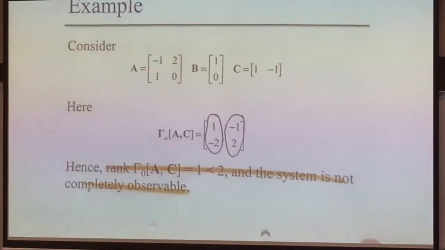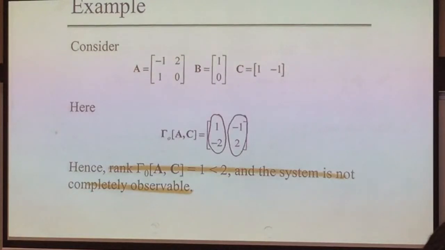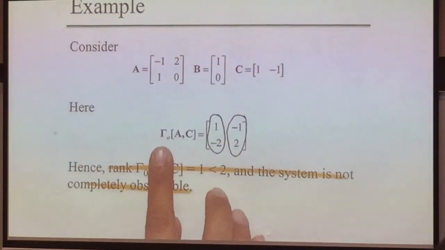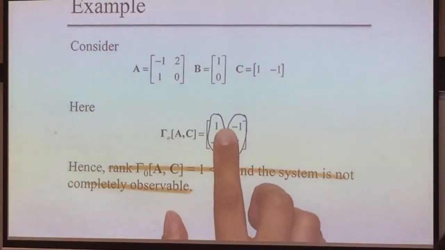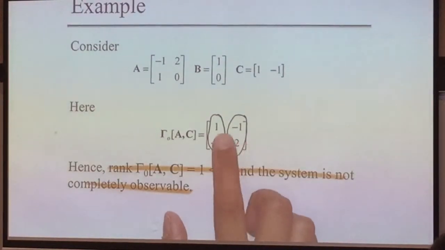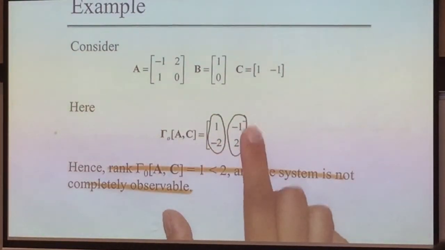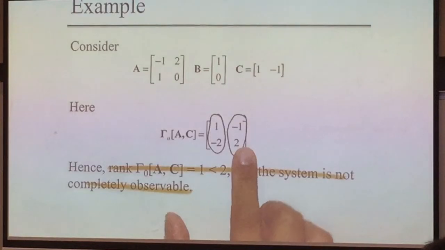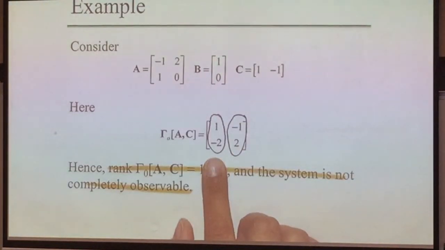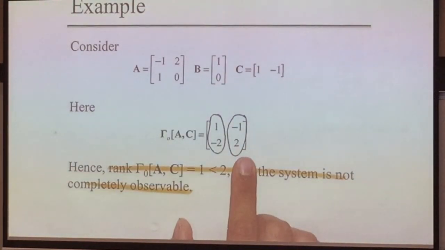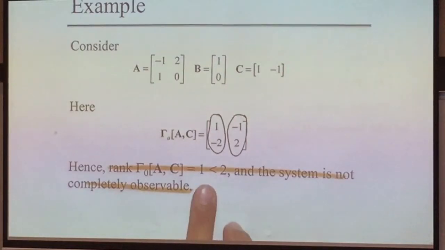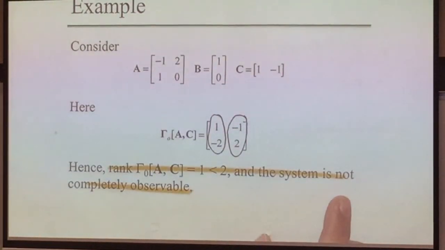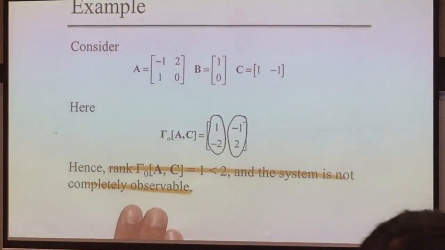Alright? Another example. If you form the observability matrix, the first column is 1, minus 2, the other column is minus 1, 2. You can see that the first column is dependent on the second column, they are exactly the same up to a factor of minus 1. The rank is 1, which is less than 2, so the system is not completely observable.